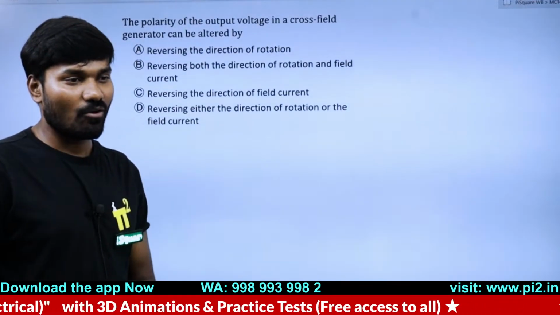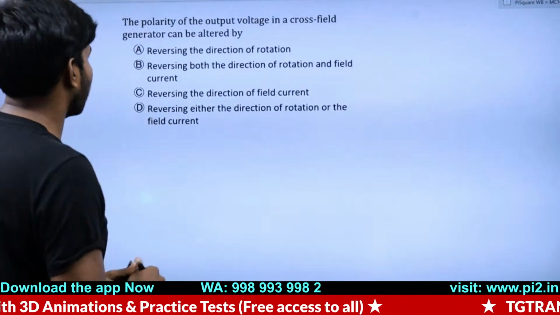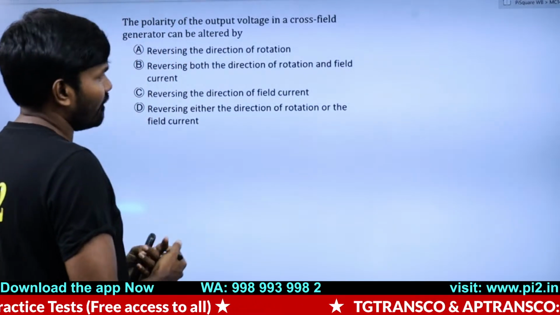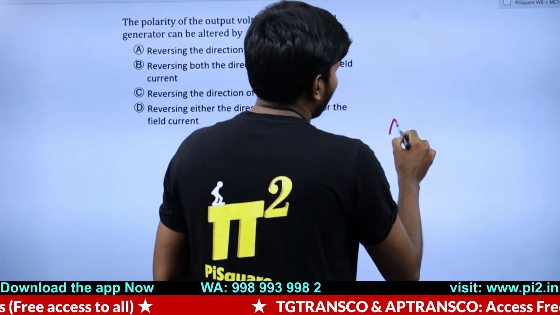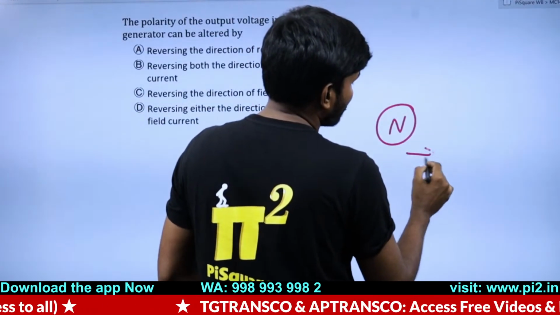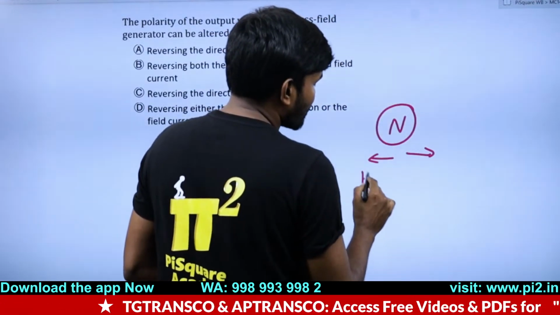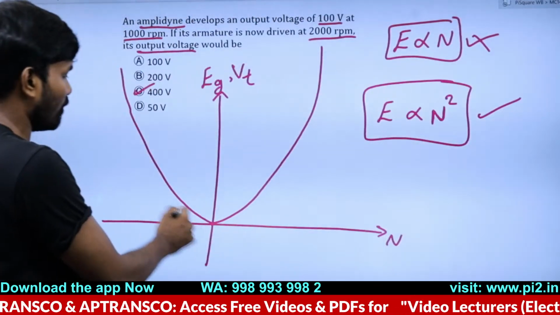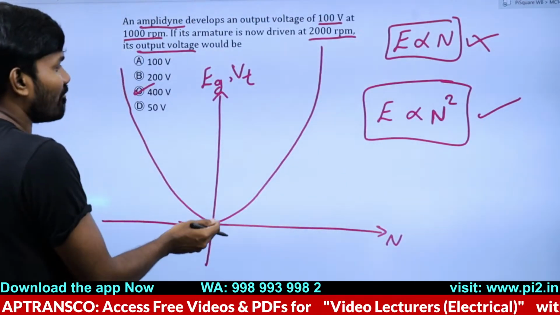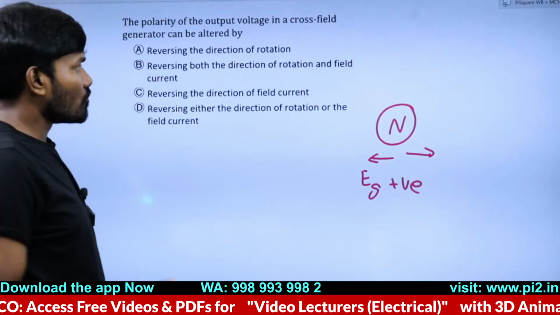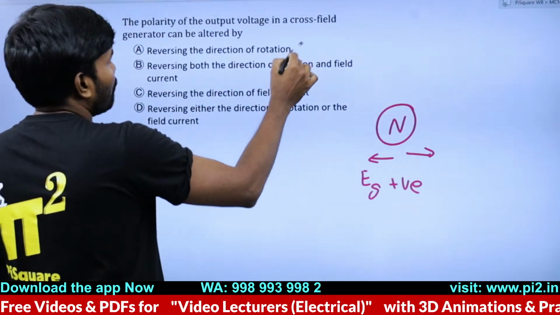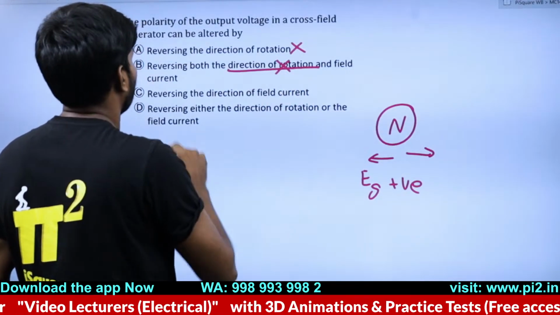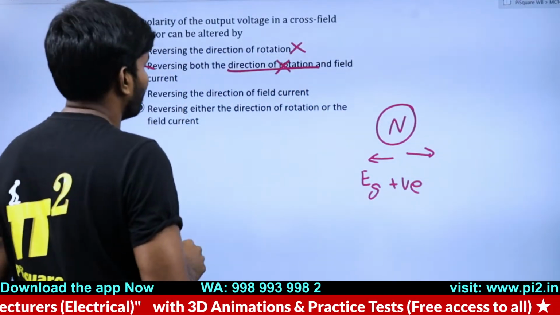Be a warrior. Okay, now let me answer this question. The polarity of output voltage in a cross-field generator can be altered by. We have seen just now, when you change the speed, positive speed or negative speed, induced EMF is always positive. In the previous case, we have seen the curve, where the speed is positive or negative, the EMF induced is always positive. So, reversing direction of rotation will not work. So option A, option B is wrong.